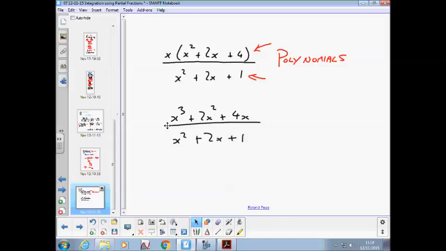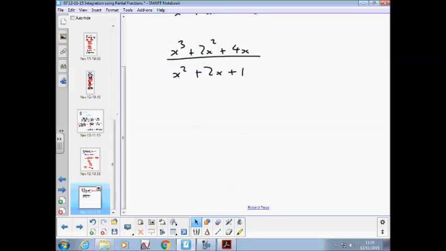Yeah, I've got a higher polynomial on the top than the bottom. So cubed on the top, squared on the bottom. That makes it top-heavy. So if my highest power of x on the top is greater than it is on the bottom, it's a top-heavy fraction. And to simplify this, we use polynomial division. So let's have a look and see how we apply that now.